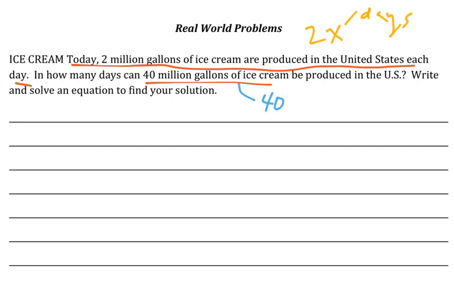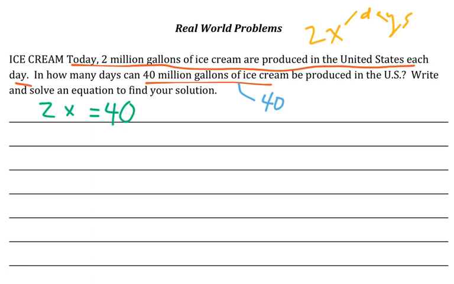What I'm interested in is, after how many days of making 2 million a day will I get to 40 total? So I'm going to write 2x equals 40. Now if that seemed easy for you, awesome. And if I over-explained it, I apologize, but I think it probably is helpful.